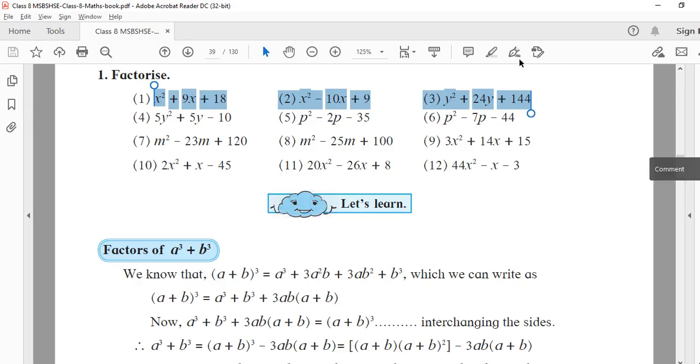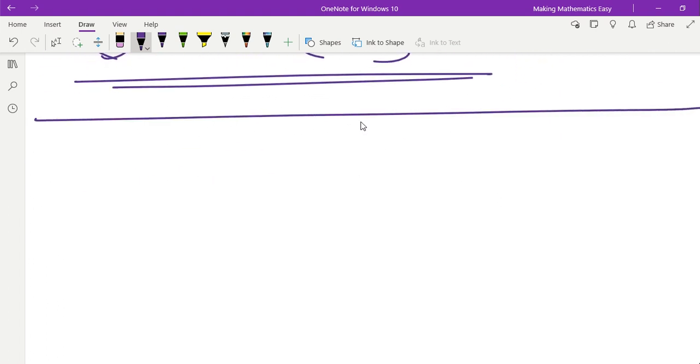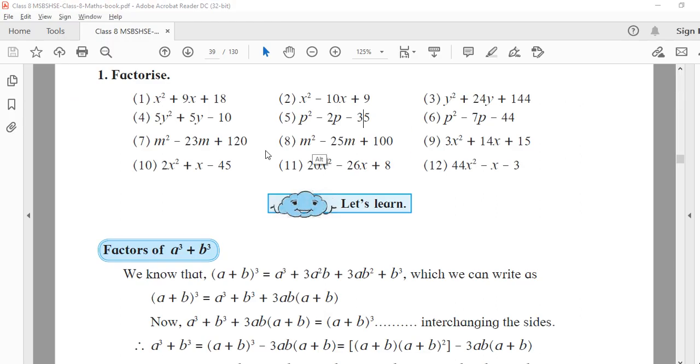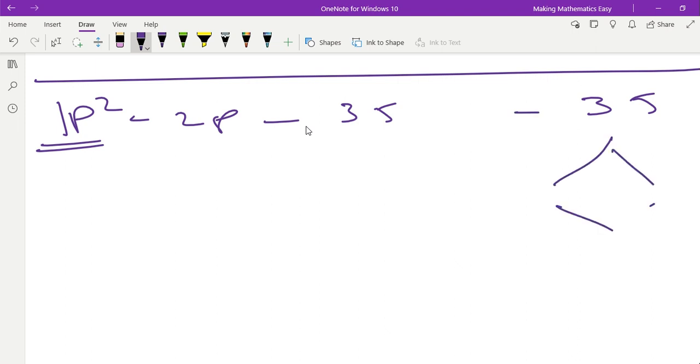Okay, I hope you got both the types of sums. Let us do one more sum, that is this sum, and we will close for today and cover the remaining sums in our next video lecture. So this is p square minus 2p minus 35. So we have 1 over here, p square, so we don't have any problem. Now you need to find out factors of 35. So that is 7 5s are 35.